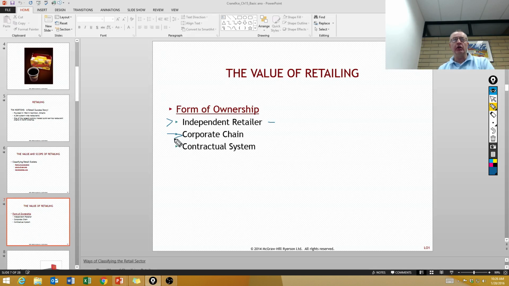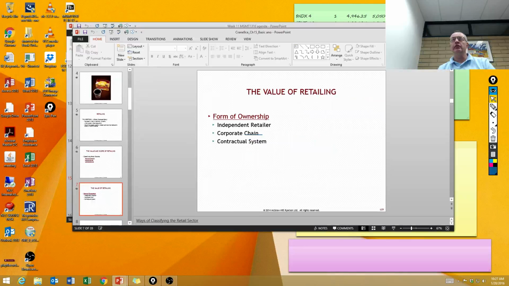And then we can have a corporate chain. A corporate chain is one company owning multiple outlets. With the company chain, a lot of the decision making is centralized in head office, purchasing, and then they send the product out to the individual stores. So I have a slide here of some of the large Canadian retailers that are corporate chains. And you'll be familiar with lots of this.